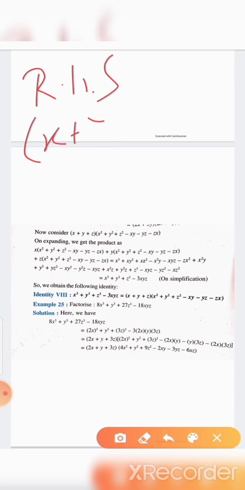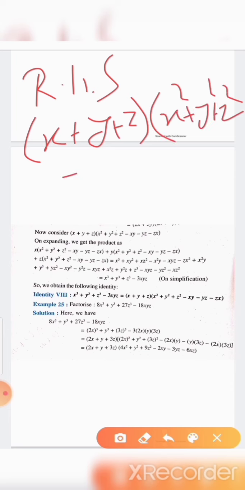First we derive this in reverse. We use the RHS of the identity, and then we factorize and get the LHS of the identity. For that, first we use the RHS of the identity, (x plus y plus z) into (x square plus y square plus z square minus xy minus yz minus zx). Multiplying the brackets, we get this step.